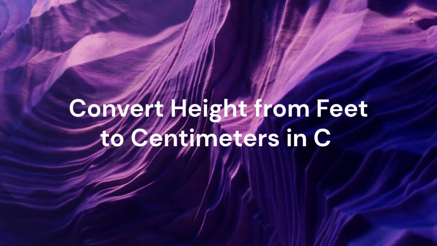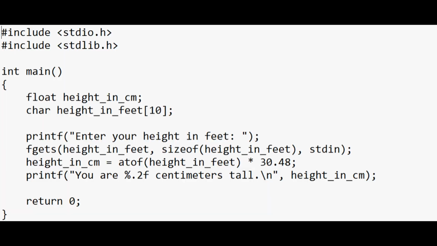In this video, we're going to explore a simple C program that converts your height from feet to centimeters. We start by including two header files: standard input-output for functions like printf and fgets, and standard library for the atof function, which converts a string to a floating point number.